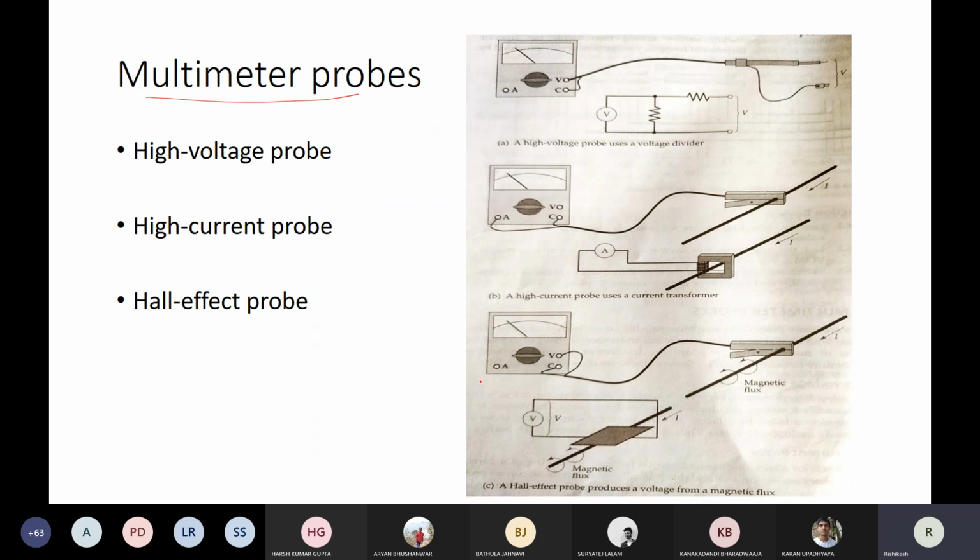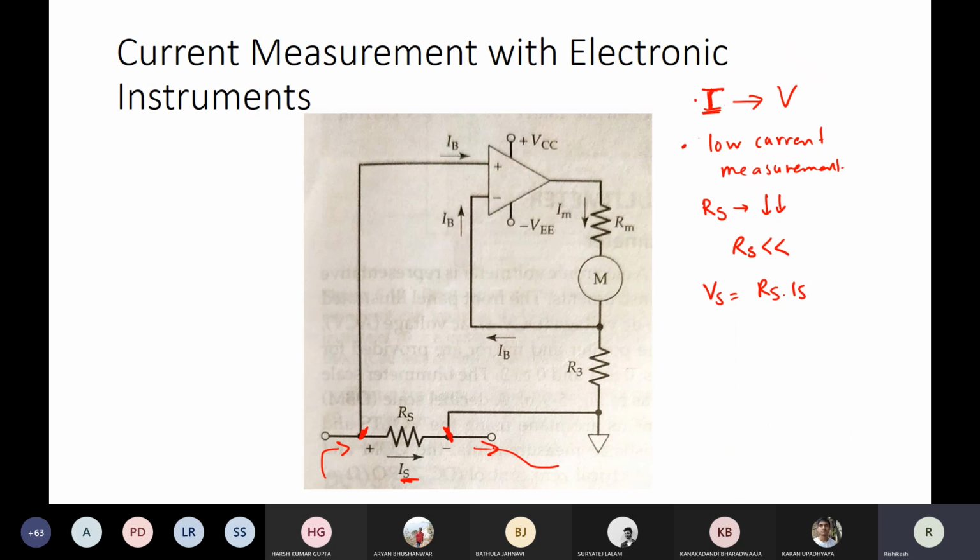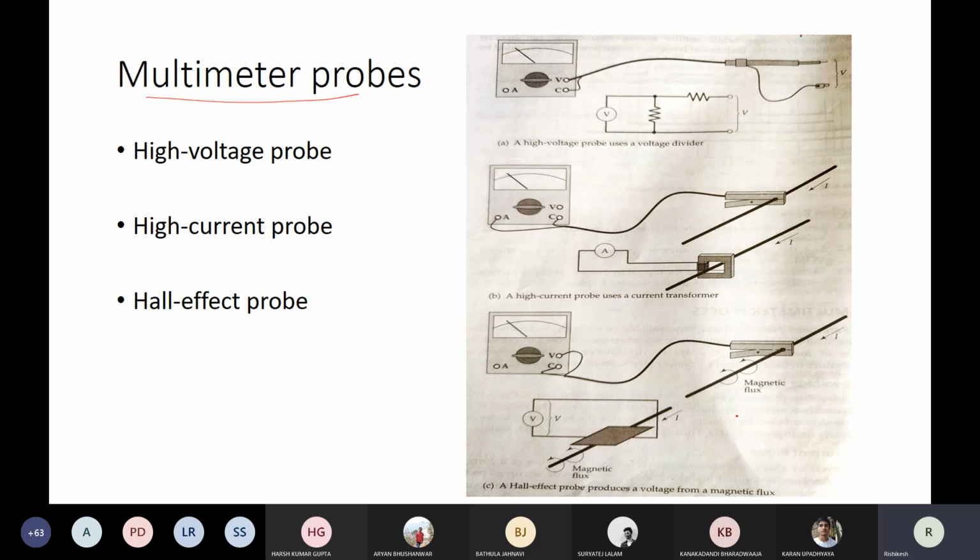The ranges are quite small. Quite small means let's say 0 to 10, 0 to 20, or 0 to 25 volts, or 0 to 50 volts. Even 50 volts is too high, right? So in that case, when you use these meters for measurement of very high voltages, they are provided with different probes, like a high voltage probe, high current probe, or Hall effect based probe.